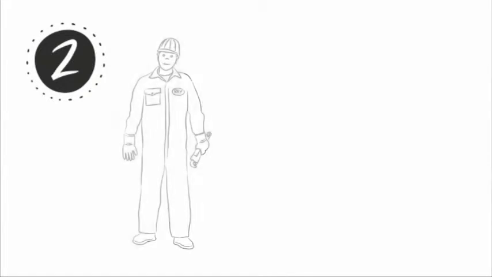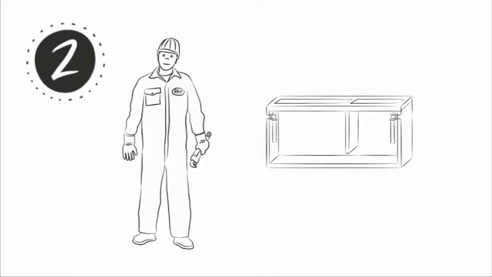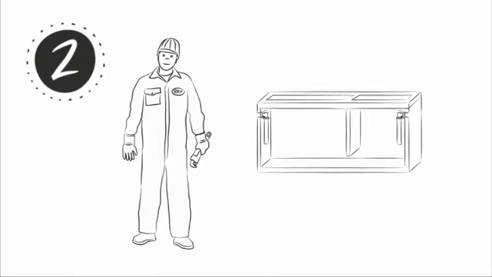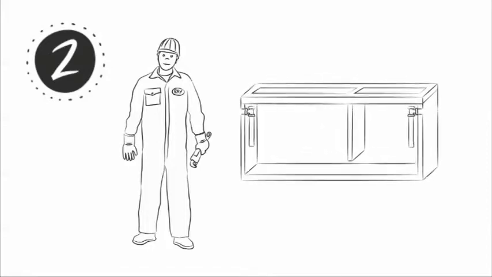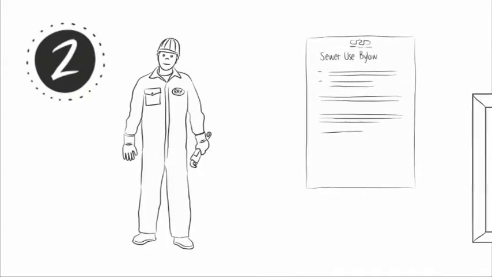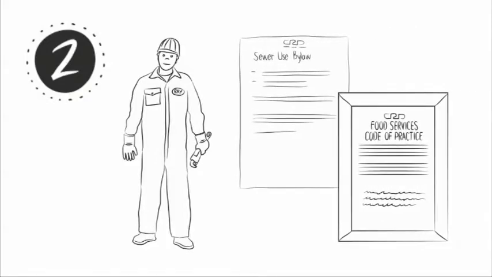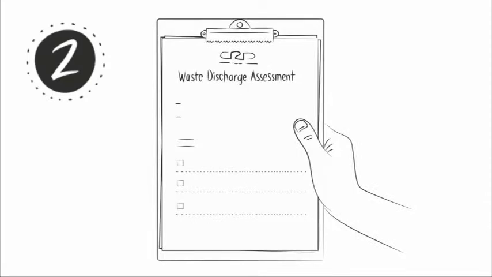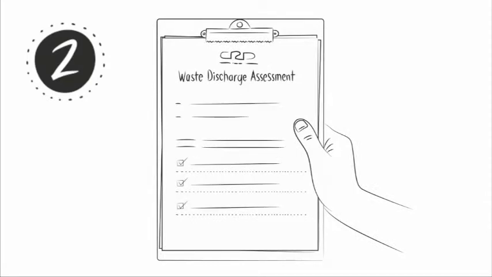Number two, contact a plumber to determine the size of the grease interceptor based on the fixtures required by your business. Consider installing a large grease interceptor to reduce maintenance frequency and have room for growth in your business. Ensure the plumber is aware of the Sewer Use Bylaw and Code of Practice for Food Services Operations. Fill out a CRD Waste Discharge Assessment Form for Food Services Operations available online or contact the CRD.